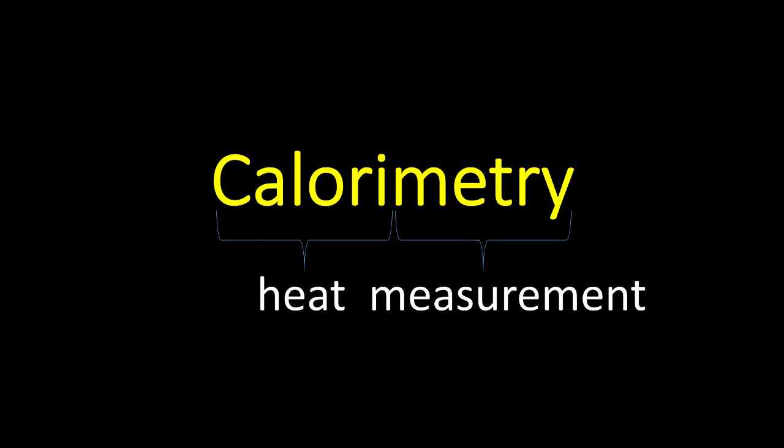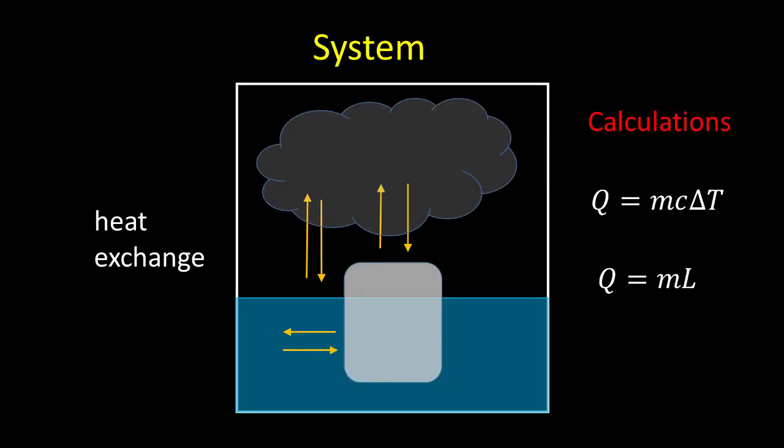Calorimetry. Calorimetry means heat measurement. It is the technique of calculating quantities of heat and final temperatures in processes of heating, cooling, and phase change involving a system of one or more bodies of matter.